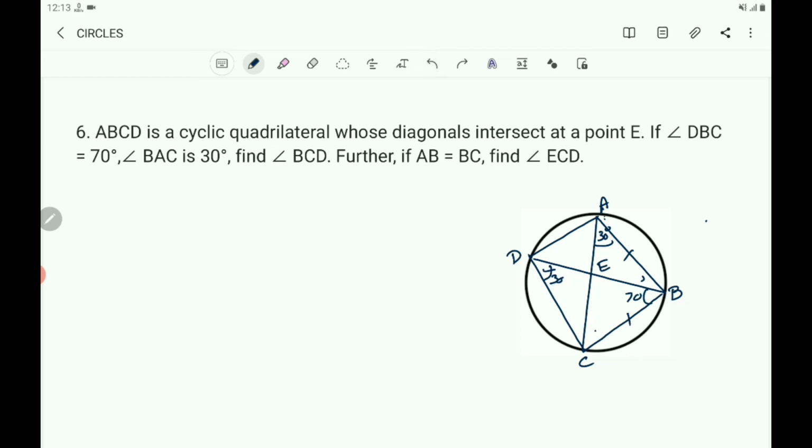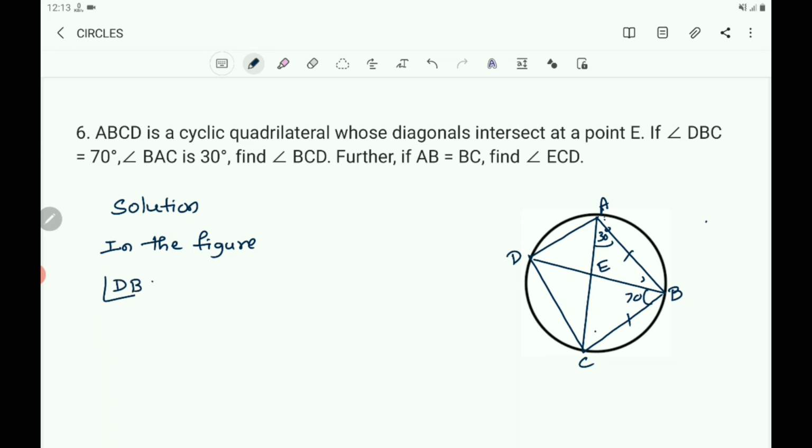So you write that solution. In the figure, what is given, angle DBC equals 70 degree, angle BAC equals 30 degree, and also AB is equal to BC. These are given.